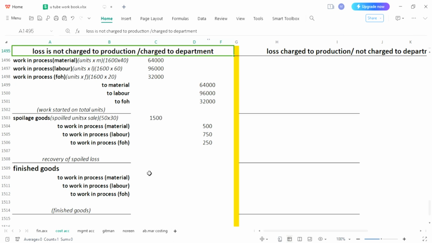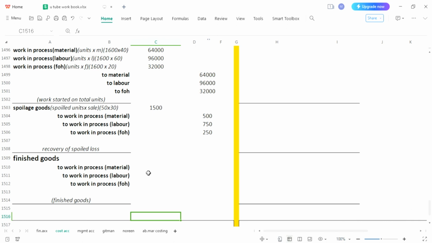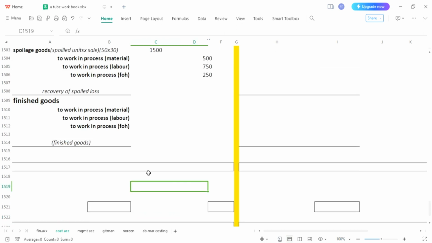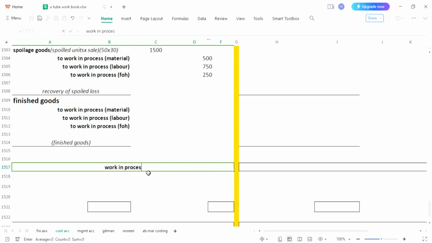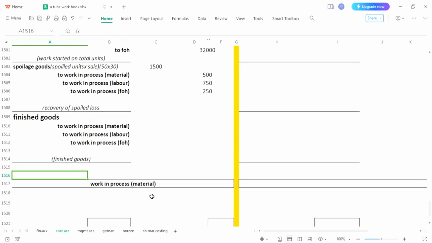It's time to calculate the amount in the third entry. For that, ledgers are needed. Direct calculations are also possible, but since it's a requirement of the question, we will be making ledgers. First ledger would be for work in process material, and we will observe where work in process material is present. If it is present on debit side, we will write the amount on debit side. So first entry, work in process 64,000 is on debit side.